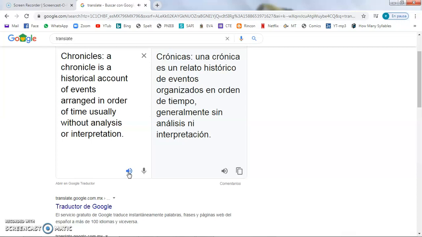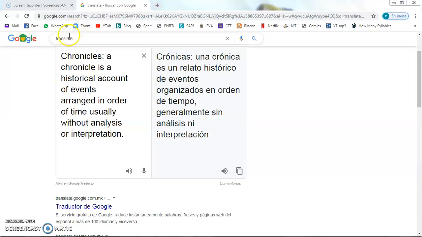Chronicles. A chronicle is a historical account of events arranged in order of time, usually without analysis or interpretation. Crónicas. Una crónica es un relato histórico de eventos organizados en orden de tiempo, generalmente sin análisis ni interpretación. So kids, you have the tools. You can use this. You can come here and write it, and then you will know the meaning of the words. So please use that.